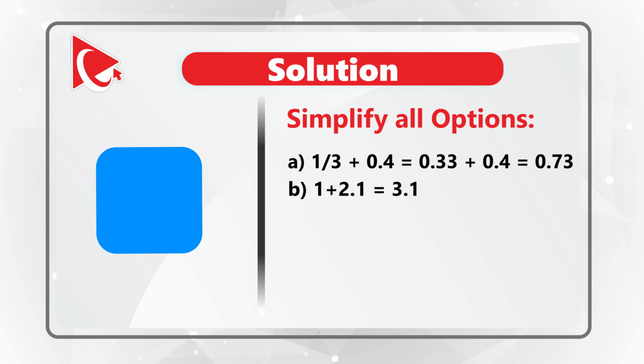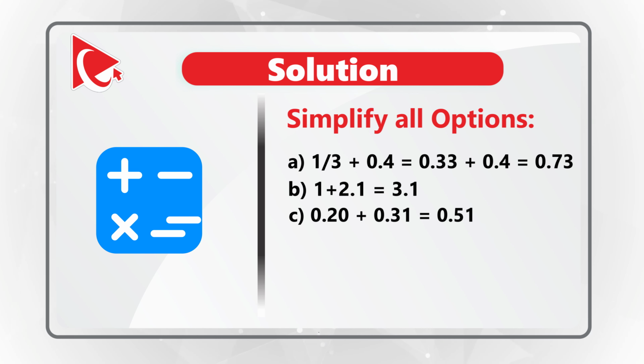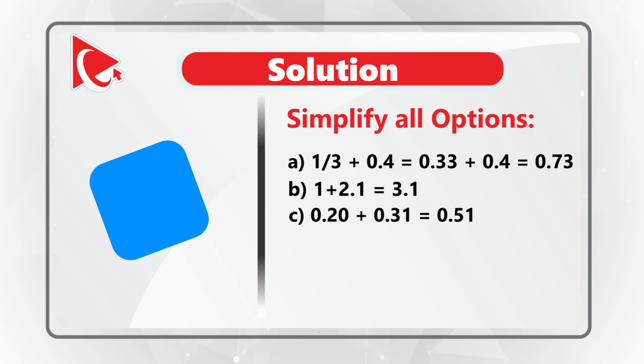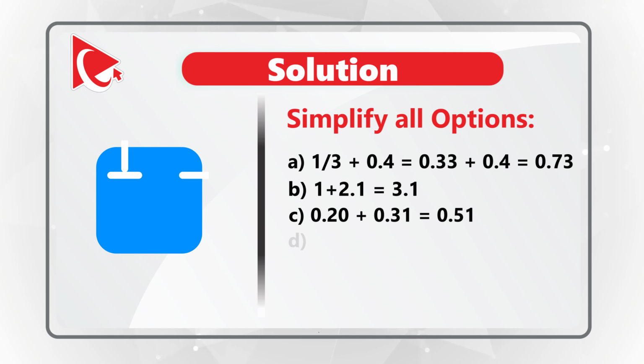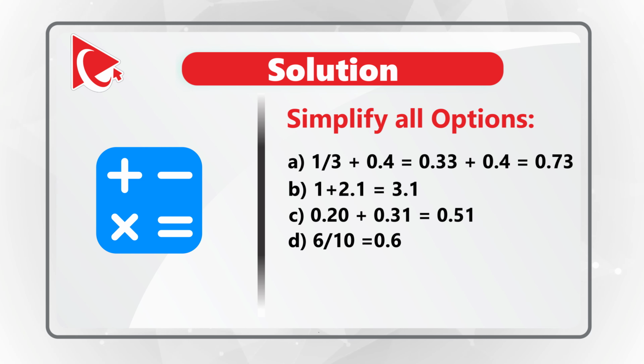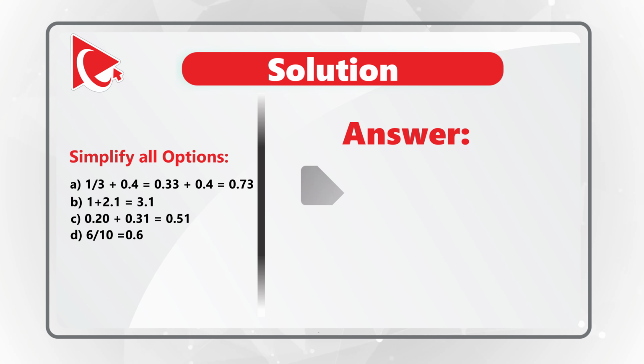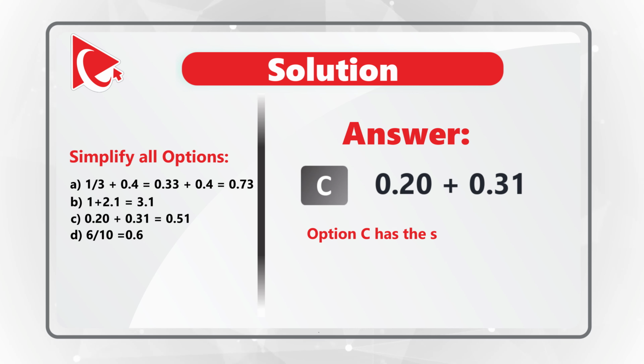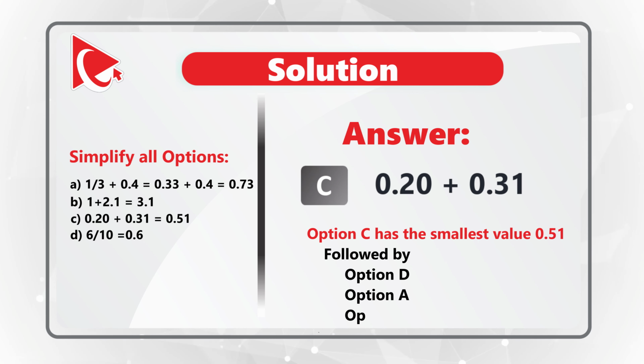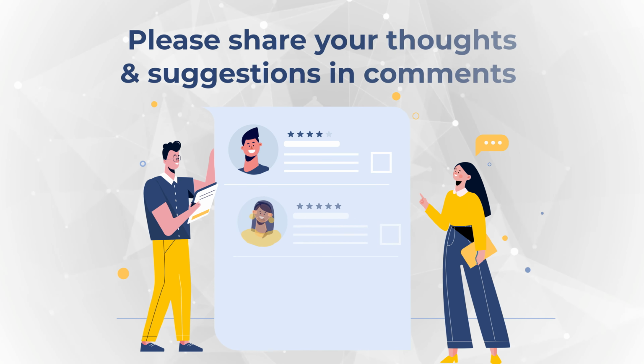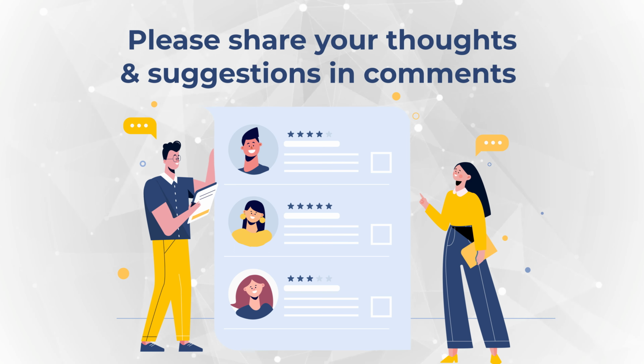Choice B, 1 plus 2.1 equals 3.1. Choice C, 0.20 plus 0.31 equals 0.51. And choice D, 6/10 equals 0.6. Which means if you look at the answers, that option C has the smallest value of 0.51, followed by option D, A, and B. Was it challenging for you? Please share your thoughts and suggestions on how to better solve it in comments.